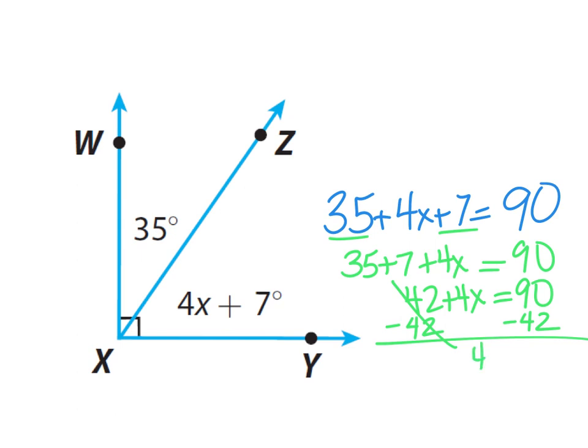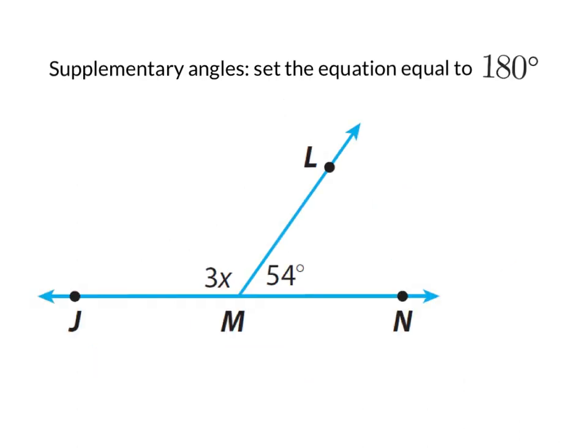Those will cancel out. I'm left with 4x equals 48. I'm going to divide by 4, and I can see x equals 12. I won't check this one, but you could definitely substitute in and check to make sure you're correct.